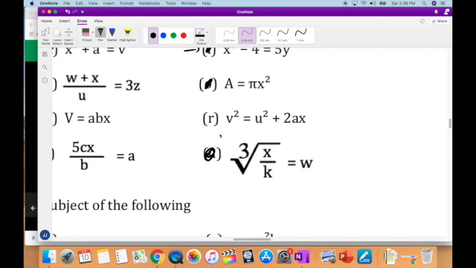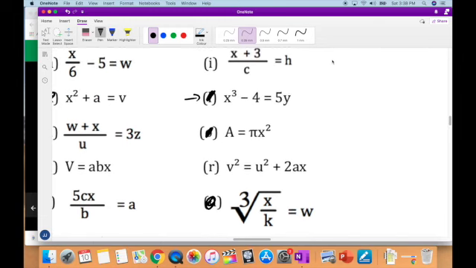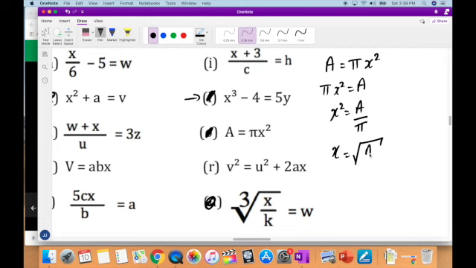Scotia, you had to do a is equal to pi times x squared. So what to do? Well, I wrote it differently. I just switched it. Pi x squared is equal to a. That's a good thing to do. I'll transpose the pi, so a divided by pi. And then transpose the square, so the root of it. Yeah, nice.